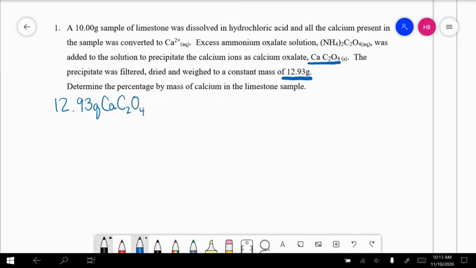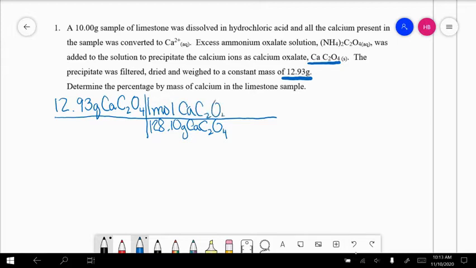Now remember, there's a couple different ways you could do this. You could do this by a percent by mass and say there's 40.08 grams of calcium for every 128.10 grams of calcium oxalate. That works. We can use stoichiometry. First, change this from grams to moles. And then pull the calcium out of there.